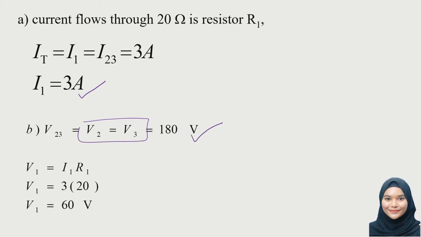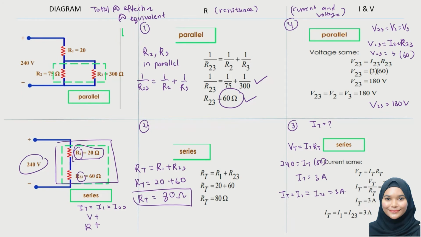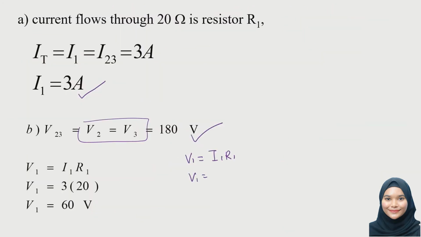As for the voltage across resistor 1, we can look for it. So V1 equals I1 R1. We are going to look for V1, our current is the same, so it's 3 ampere, and our resistor 1 is 20 ohm. So we'll press the calculator, and we will get 60 volt.